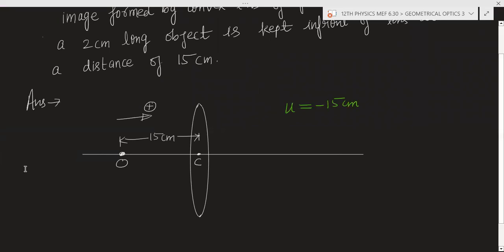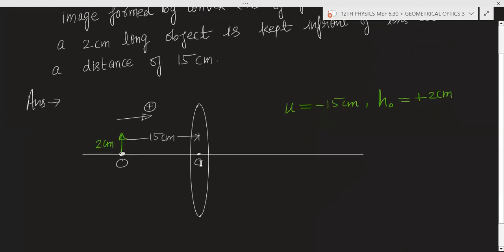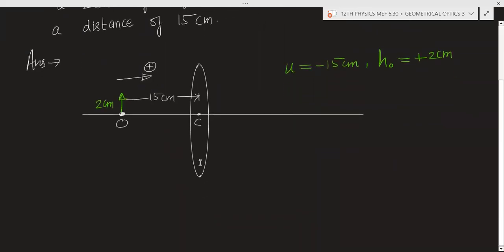Okay. And here the object placed has 2 centimeter height. The height of the object is 2 centimeter long. So if this object is above the principal axis, this height will be taken as positive. So height of the object you will take plus 2 centimeter. Anything else? Focal length is given. Focal length of the lens is 10 centimeters. So this is a convex lens. For convex lens, the focal length is positive. For concave lens, the focal length is negative. So you can write here.